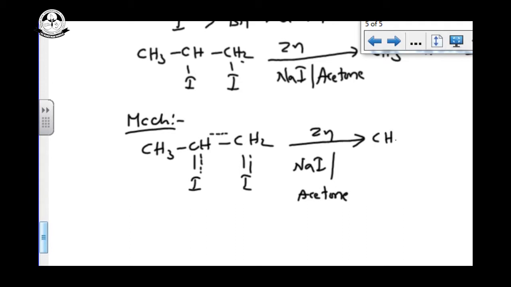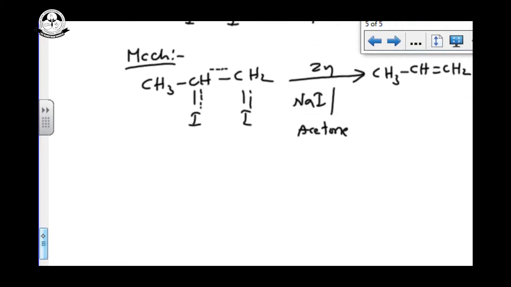Like the previous dehydrohalogenation, the same mechanism we are following. Here the reaction intermediate is a transition state and there is no carbocation, so there is no shifting. The product is an alkene.